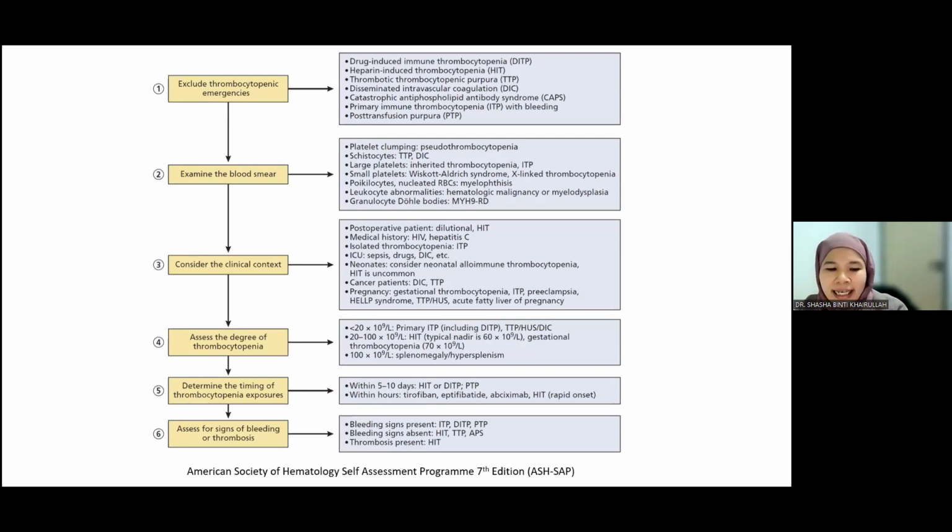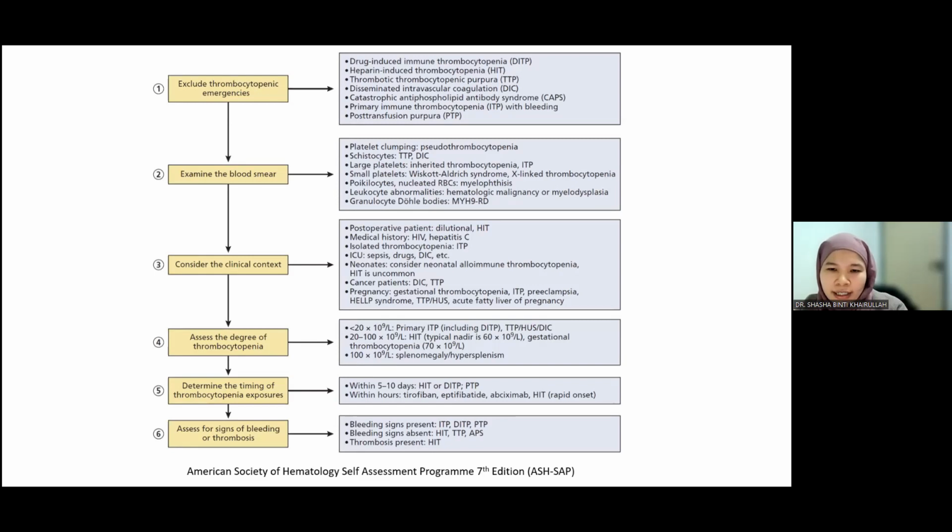of morbidity and mortality. So these are things like drug-induced ITP, HIT or heparin-induced thrombocytopenia, thrombotic thrombocytopenic purpura or TTP, patients in DIC, those with catastrophic antiphospholipid antibody syndrome, those with ITP with bleeding, and post-transfusion purpura. I'm glad to say that fortunately the conditions on this list are not common.